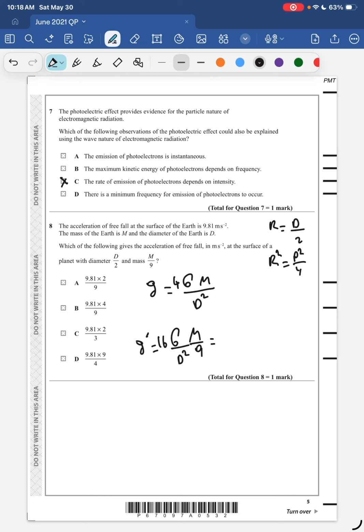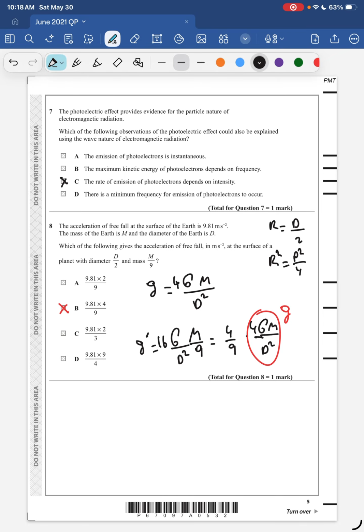So we have 4 over 9 times 4GM over d squared, and this is g, so the answer is B.